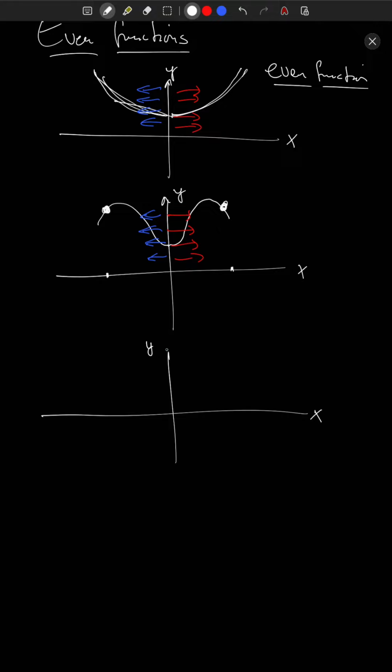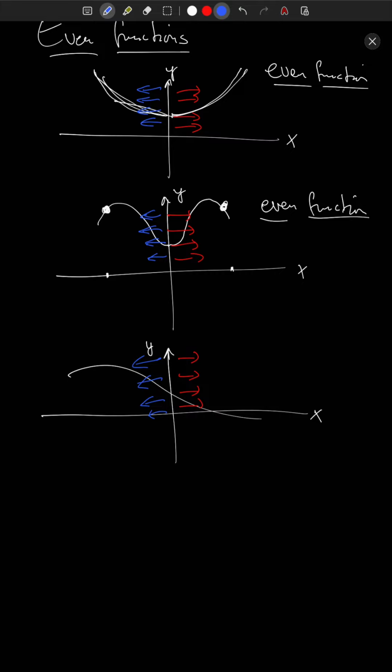Most functions are not going to be even functions. If I just close my eyes and draw the graph of a function, then it's not going to be even. Something like that is not even because there's no symmetry between the right side and left side of the y-axis. These two sides in this case are not mirror images of each other.